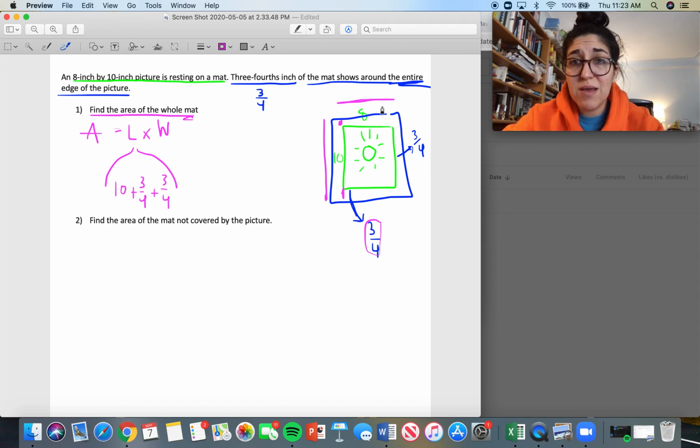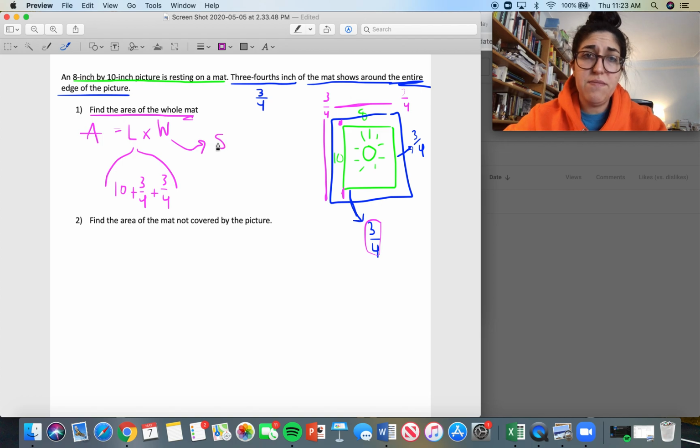The width I would do the same way, but I would do it this way, right? So I have 8 inches, and then on each side I also have 3/4 of the mat that is showing outside of the picture. 3/4 here, 3/4 here. So in order to find the width, I would have to do 8 plus 3/4 plus 3/4, right? And that is how I would then be able to find the area of the whole thing, right?